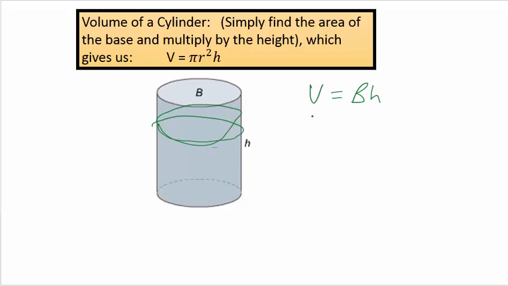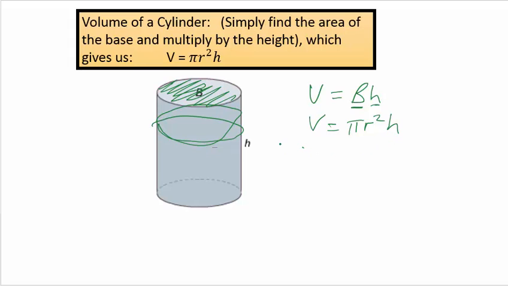The deal is on this is this entire top right here is my capital B, my area of my base. Well, what is the area of a circle? So my capital B is the area of a circle, which is pi r squared. And then we have to take that times the height. So that's why the volume of a cylinder is simply the area of a circle, pi r squared, times height.